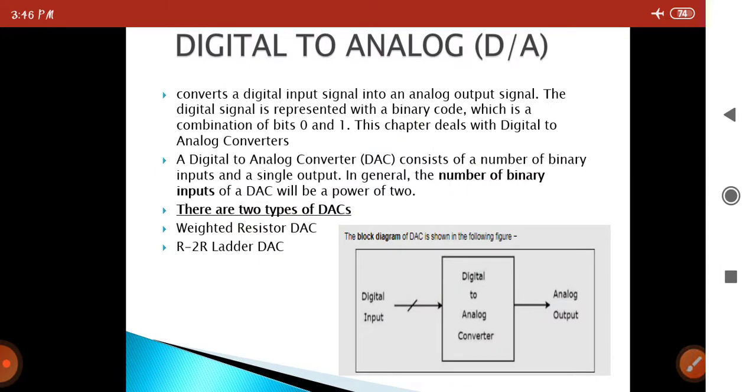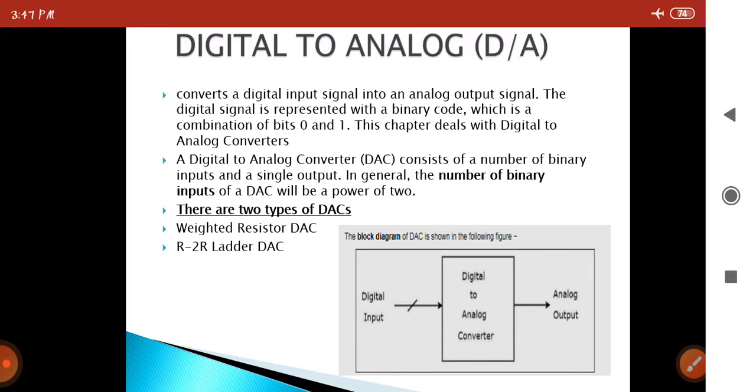Next, it converts the digital input signal into the analog output signal. The digital signals are represented with binary codes, which are a combination of the bits 0 and 1. This chapter deals with digital to analog converters. How to convert this? Yes, the digital to analog converter, DAC.